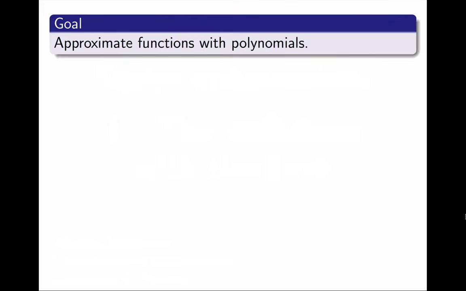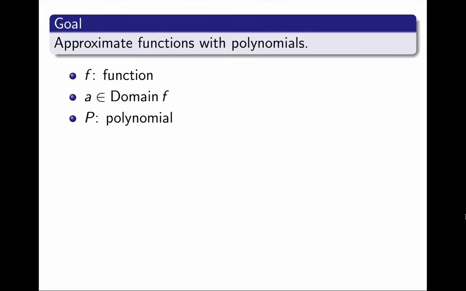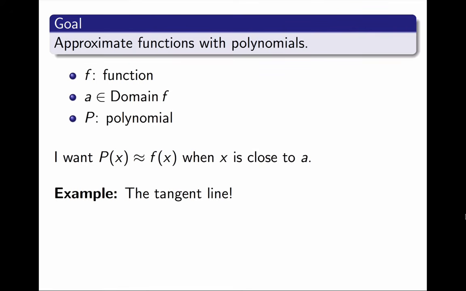Why? Because polynomials are simple and they make everything easy. Let's say I have a function f, and a is a number in its domain, and I want to find a polynomial p such that p of x is close to f of x when x is near a. In other words, the polynomial is a good approximation for the function near a. We already know an example of this, the tangent line.